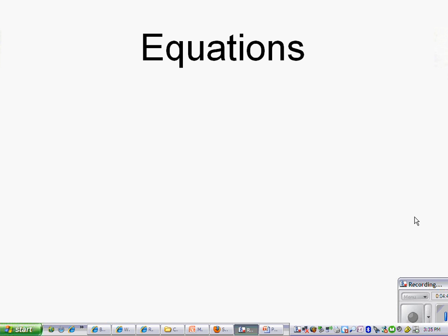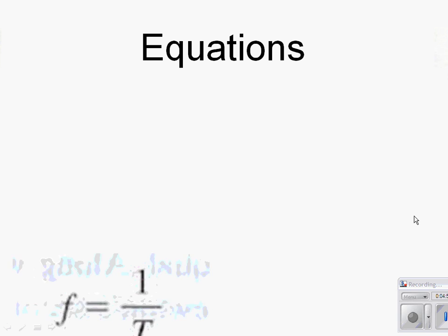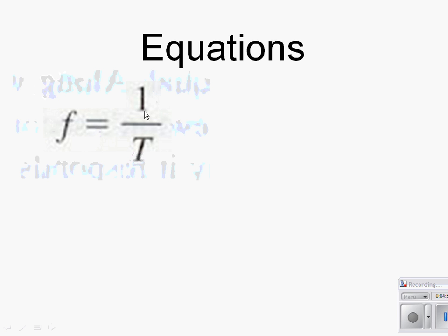The equations we have to look at are this. We have frequency equals 1 over the period. We've talked somewhat about this, but the frequency is the cycles per second, the oscillations. In other words, it's the hertz.